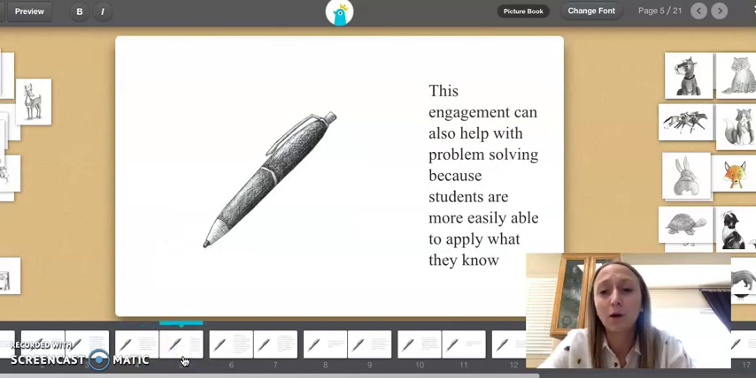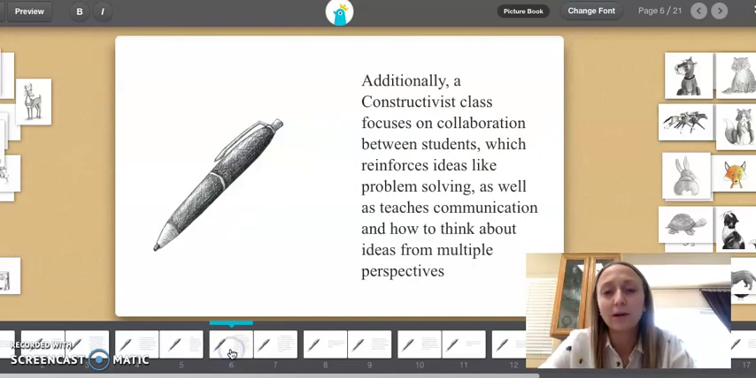It can also help with problem solving, because if students are able to better engage with what they're learning, they're more easily able to apply what they know. So that's also very important. Additionally, a constructivist class typically focuses more on collaboration between students, which reinforces the idea of problem solving with a group. It also teaches communication, because it promotes thinking about ideas from multiple perspectives.